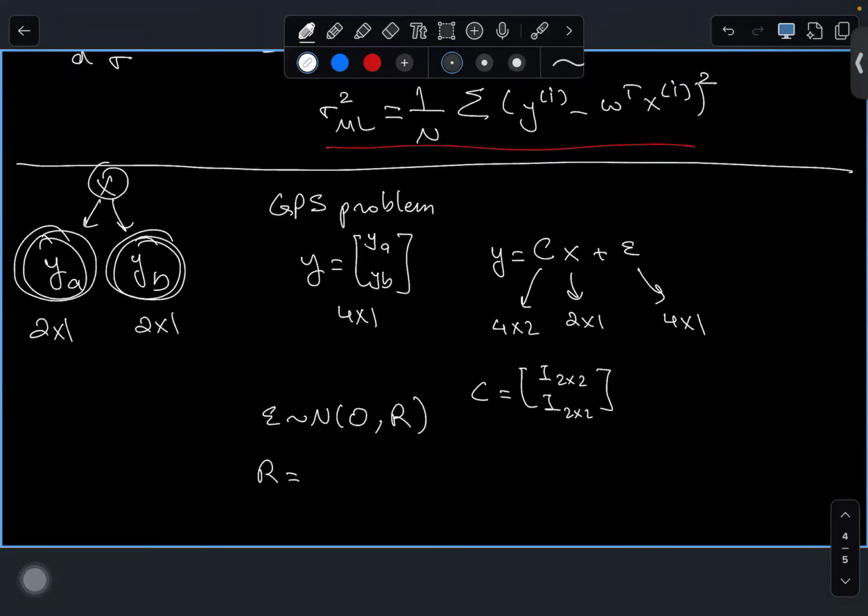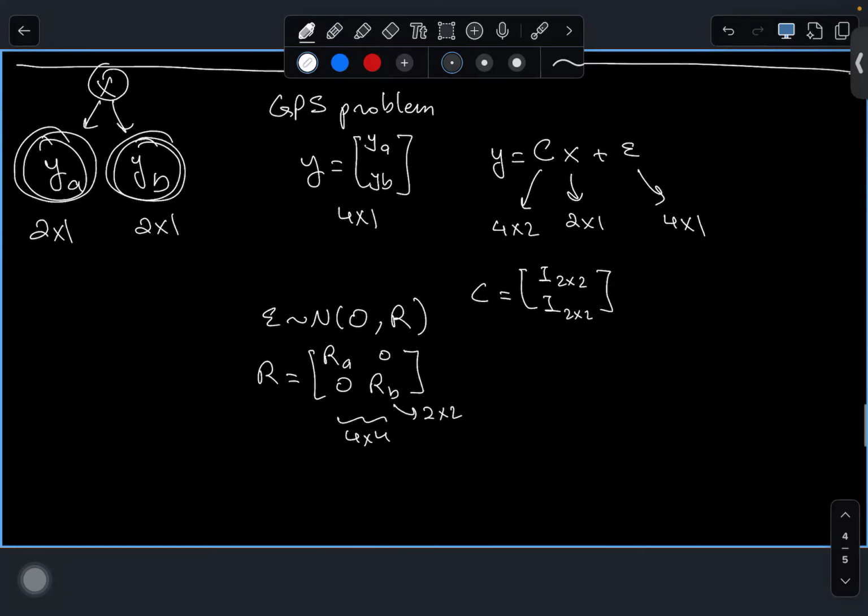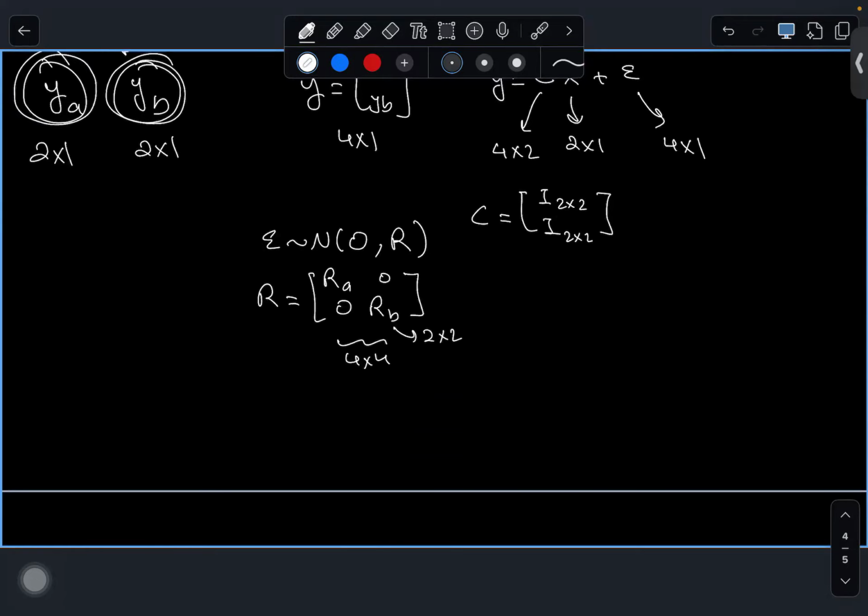4x4. There's an RA, there's an RB, and there's zeros here. This is a 4x4. Each is a 2x2. This whole thing is a 4x4. And I put the off-diagonal terms to be 0 because I believe that they're separate satellites. They don't have any interactions with each other. So the covariances are set to be 0.